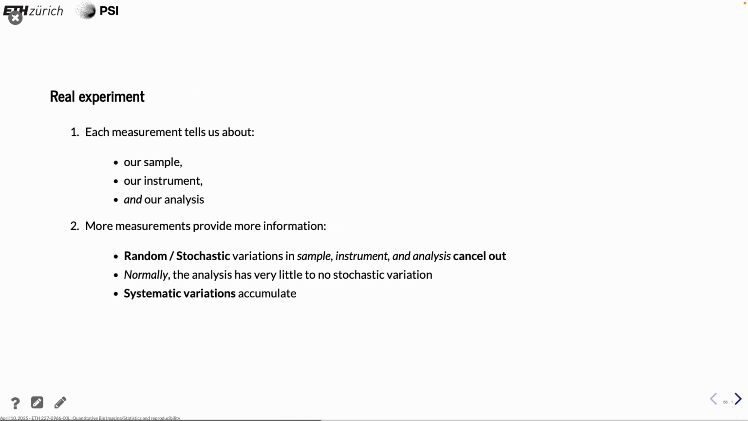So if you look at the real experiment, then each experiment or each measurement tells us, of course, about our sample, but also about our instrument and how we do the analysis. And with more information provided, the random stochastic variations in sample, instrument, and analysis should cancel out, so you get some kind of unbiased distribution around some expected value. The analysis should be harmless, so there should not be much stochastic variation in it.